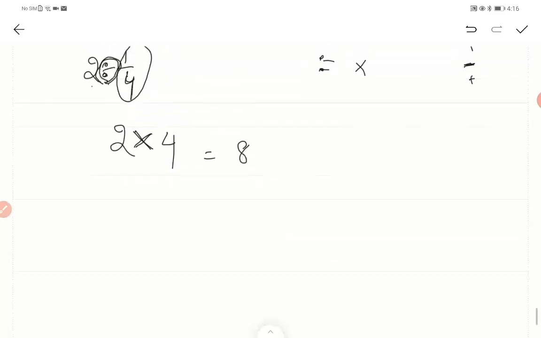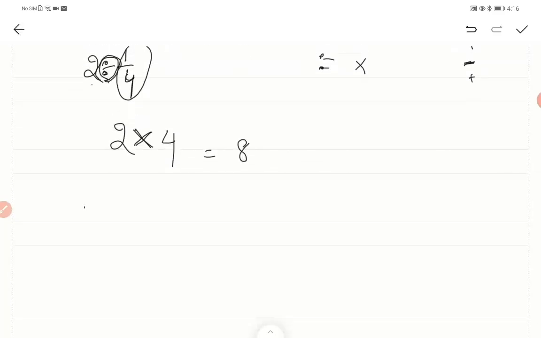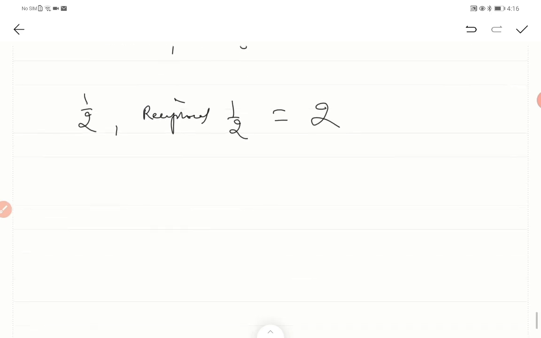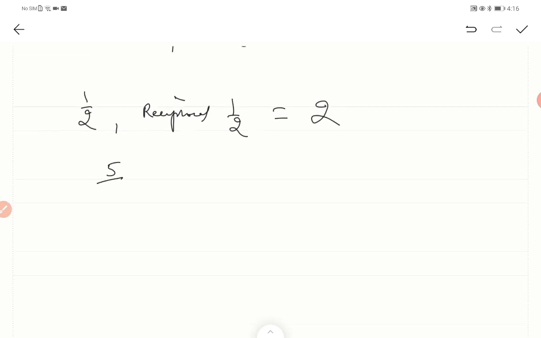Okay, so what is a reciprocal? If you have 1 by 2, the reciprocal of 1 by 2 will be equal to how much? 2. If I have 5 by 3, the reciprocal of 5 by 3 is equal to how much? The numerator will become the denominator and the denominator will become the numerator. So 5 by 3 becomes 3 by 5. Then 6 by 10 becomes 10 by 6.